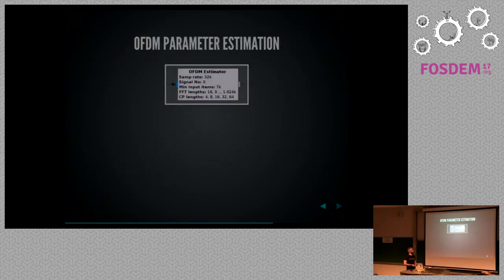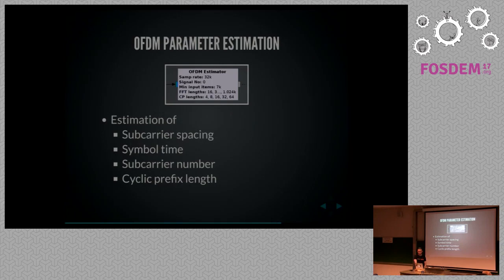The second bigger topic I dealt with is OFDM. There I tried to write an OFDM parameter estimator. We have seen the results of this block earlier in the GUI screenshot. What it does is estimate the subcarrier spacing, the symbol time, subcarrier number, and cyclic prefix length of an OFDM signal. And as I said, the results can be fed back to the Qt GUI inspector sink and will be plotted next to the signal.